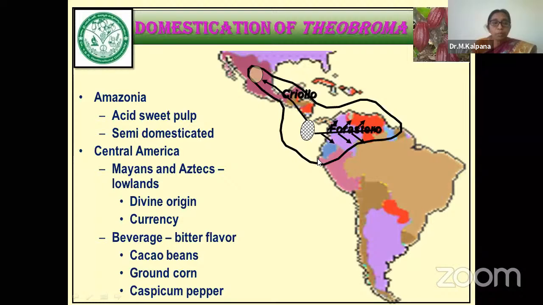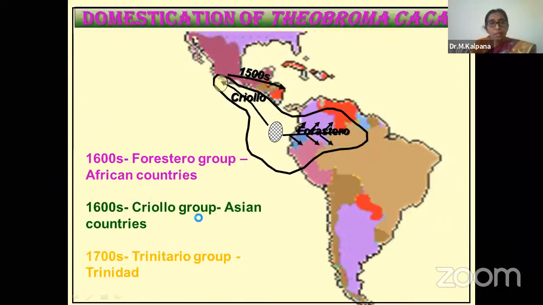These Central American people, one of the tribes I already told, the Mayans and Aztecs, lived in the lowlands of Central America where this cocoa originated. They used to prepare one of the beverages from it. They roasted the cocoa beans and mixed them with ground corn and pepper, which has a bitter flavor. And this cocoa has been dispersed from this region to the entire world.